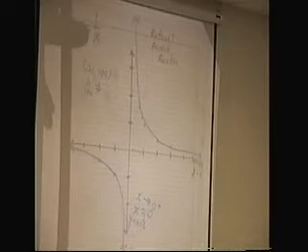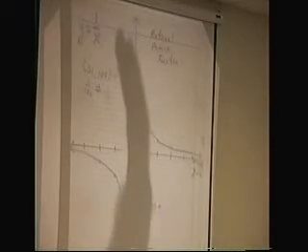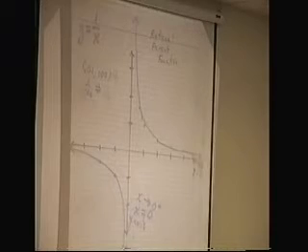Well, it's kind of like that thing we did earlier. How we doing? Got 'em? This is like tangent, by the way. Tangent lines do that as well. Tangent lines have asymptotes at pi over 2 and 3 pi over 2 and so on.